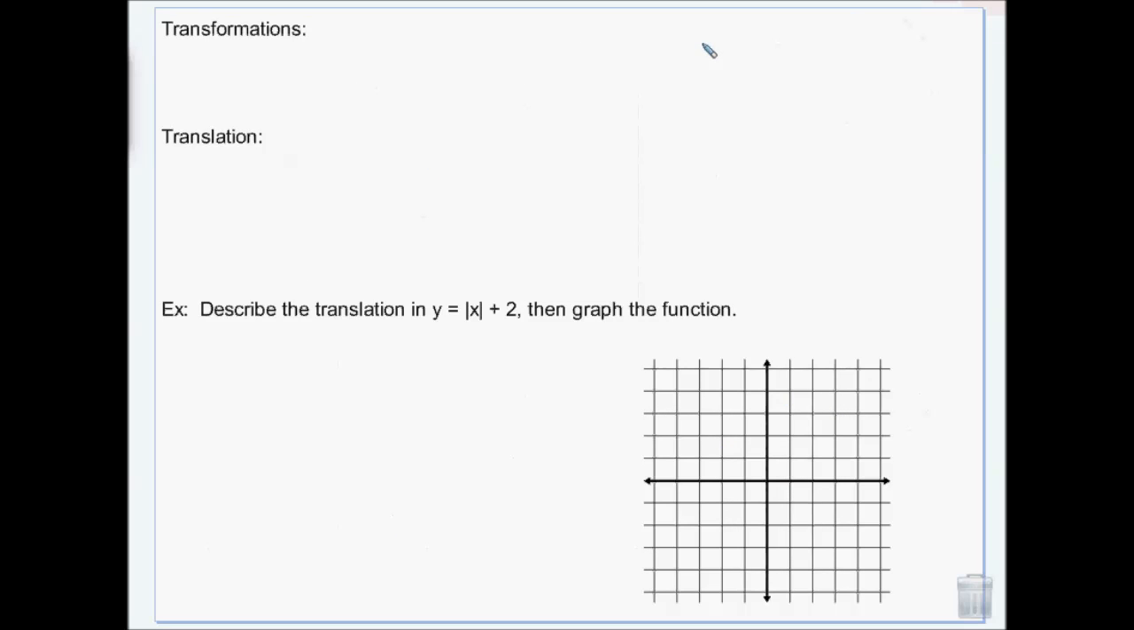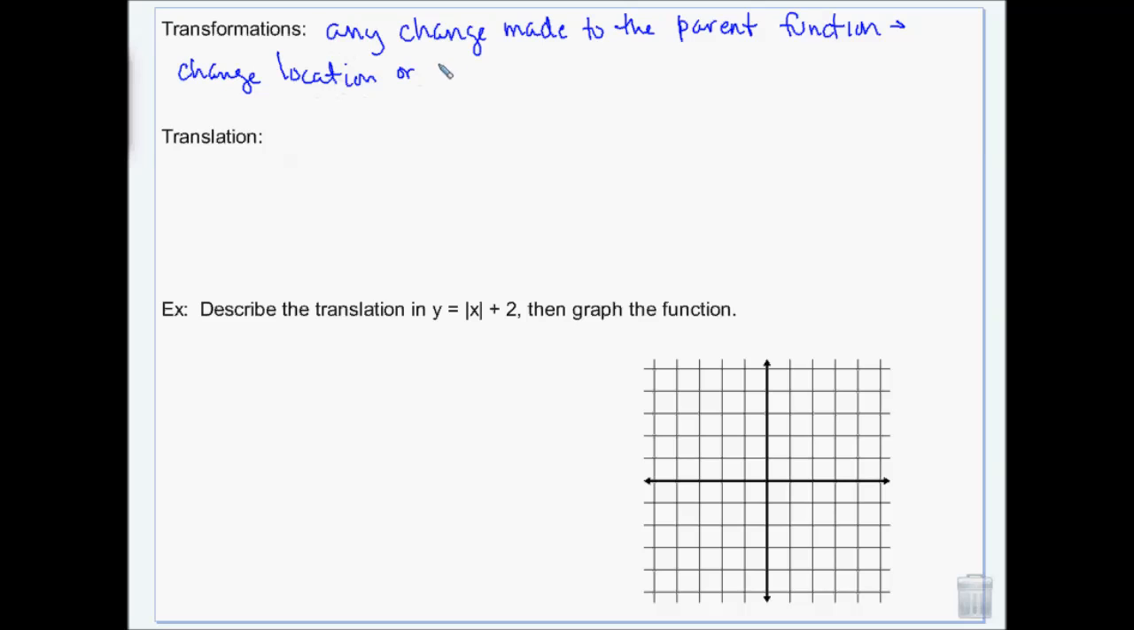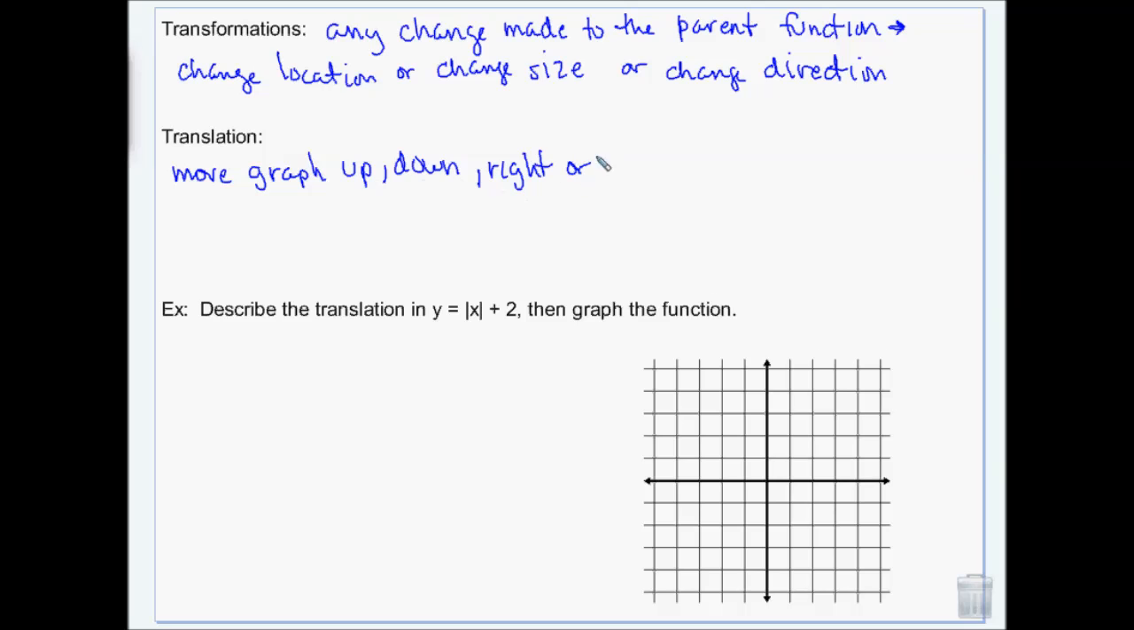Transformations occur when any change is made to the parent function. It can change location, or it can change the size, or it can change the direction. Okay. A translation moves the graph up, down, right, or left. Those are called translations.